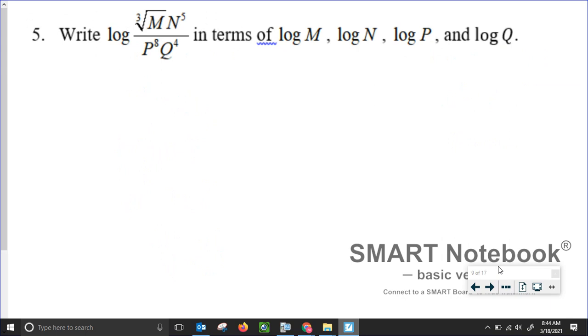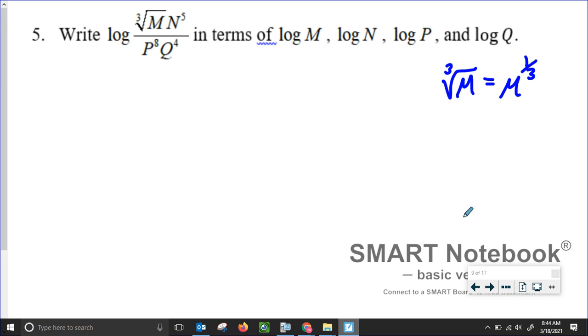All right, here is expanding and condensing. We'll start with expanding. Write log of the cube root of m times n to the 5th, all over p to the 8th times q to the 4th, in terms of log m, log n, log p, and log q. Do remember that the cube root of m in this case is simply going to be m to the 1/3 power.